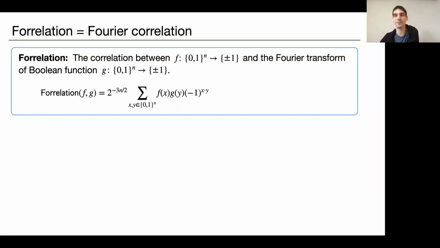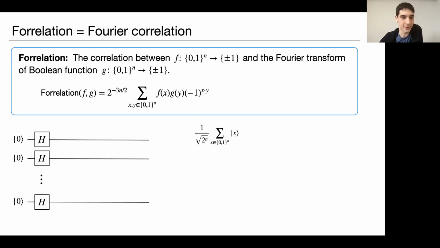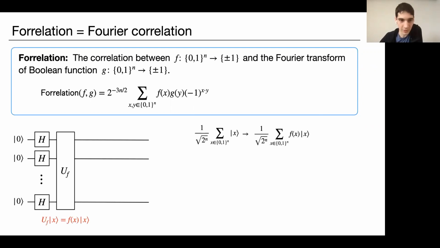But I think for many of you, it'll perhaps be more natural if I describe the quantum circuit which gives rise to this quantity. So let's do that. You start in the superposition of all computational basis states. You apply the phase oracle of the Boolean function f. So this is simply the unitary that on the computational basis state x applies f of x into the phase of the state.